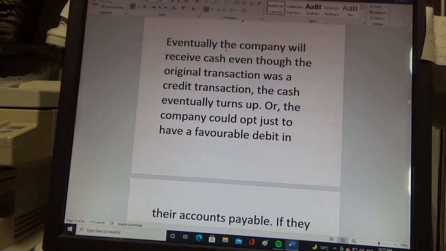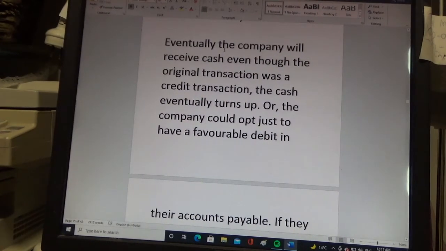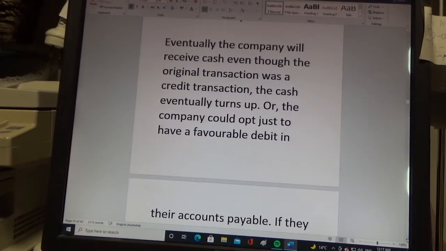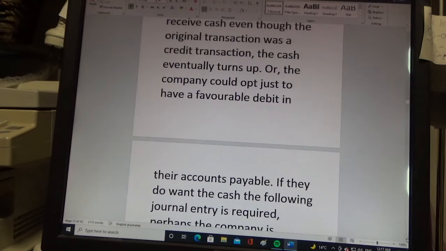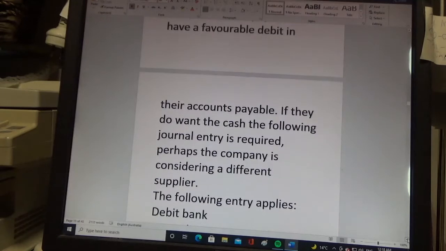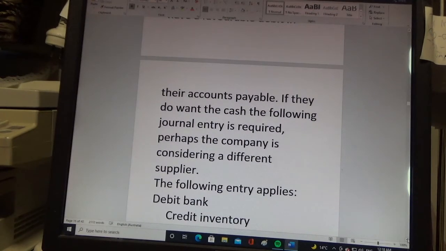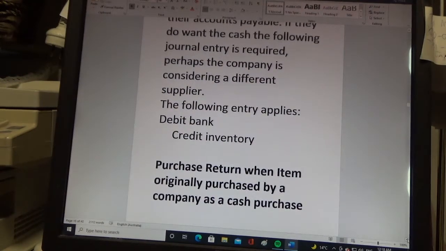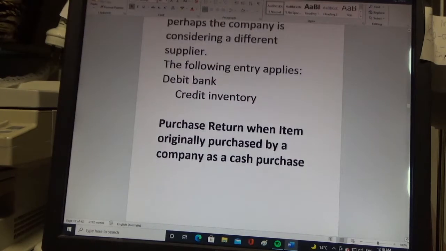Eventually, the company will receive cash, even though the original transaction was a credit transaction. The cash eventually turns up, even in a credit transaction, or the company could just opt to have a favourable debit in their accounts payable account rather than the cash. If they do want the cash, the following general journal entry is required. Perhaps the company is considering a different supplier. You debit bank, so you get your money back. You credit inventory. You've returned that good.